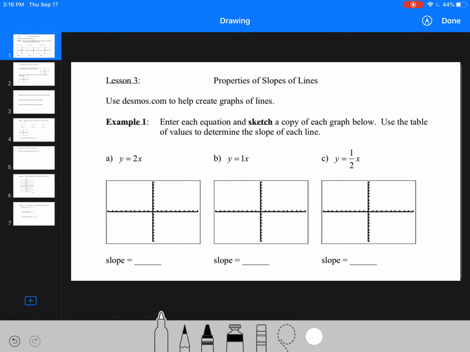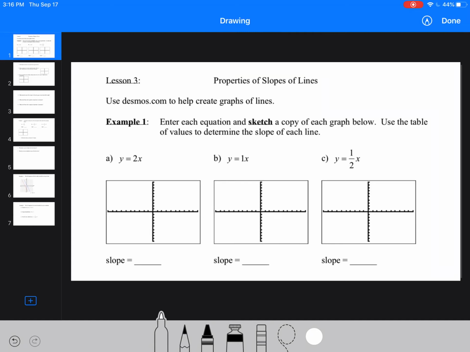Alrighty, so we're going to be going over our third lesson, the first one of the day, and the topic is going to be properties of slopes of lines. We're going to be looking at the changes we can make to our slope and what that's going to do to the look of our line when we put it on a graph.